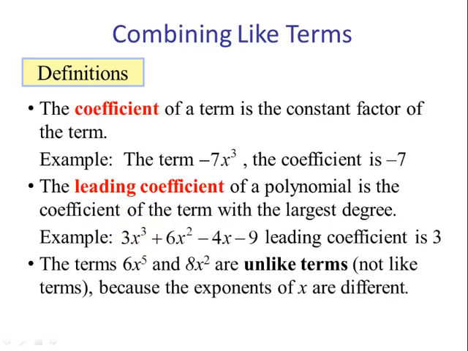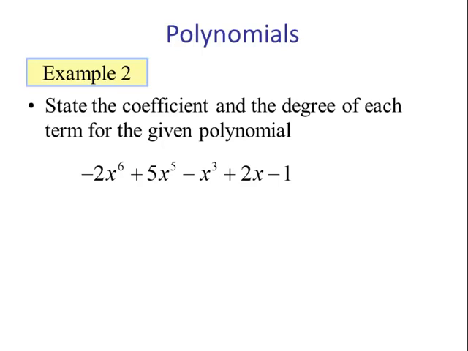The terms 6x to the fifth and 8x squared are unlike terms, not like terms. We cannot combine these two with addition or subtraction. Example 2. State the coefficient and the degree of each term for the given polynomial.